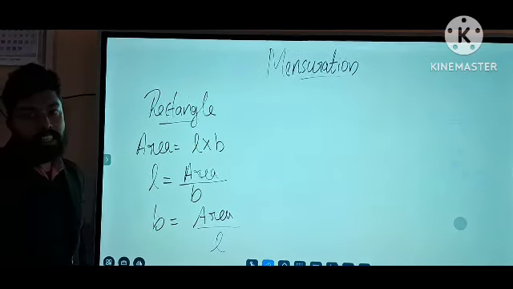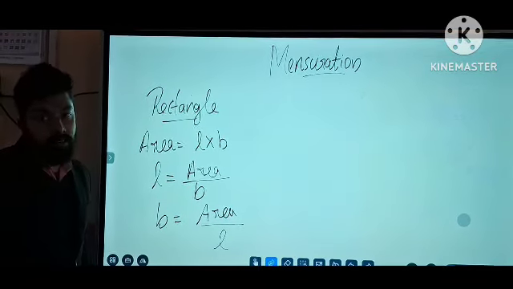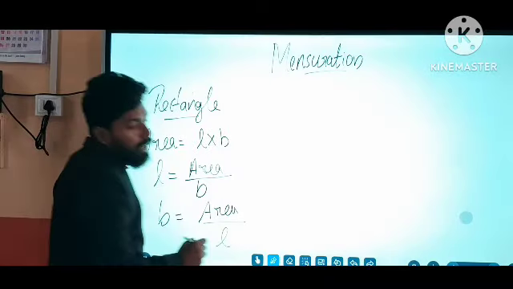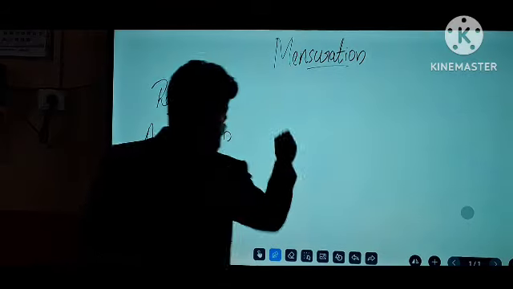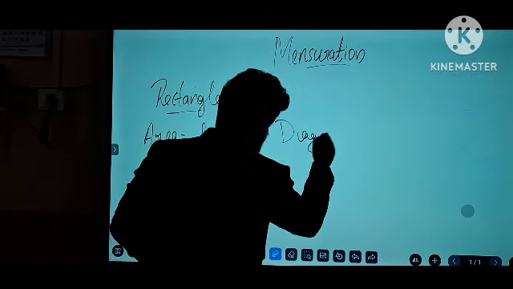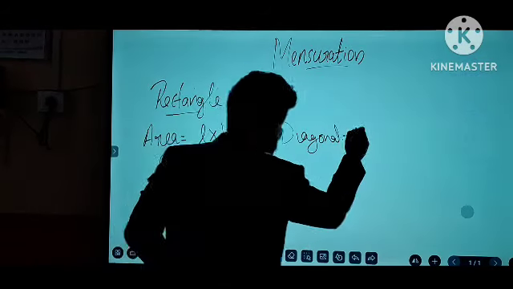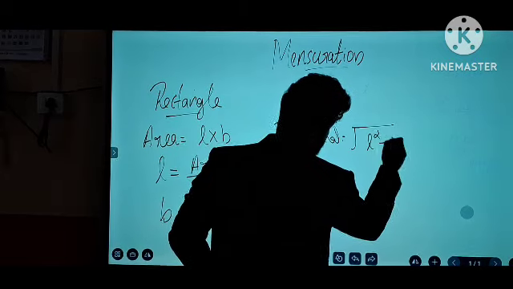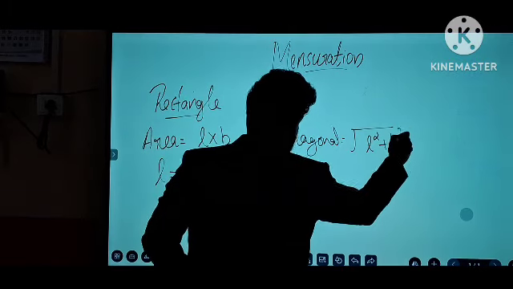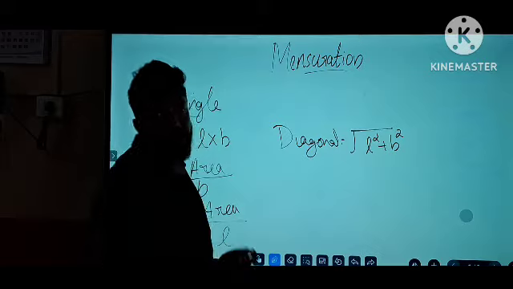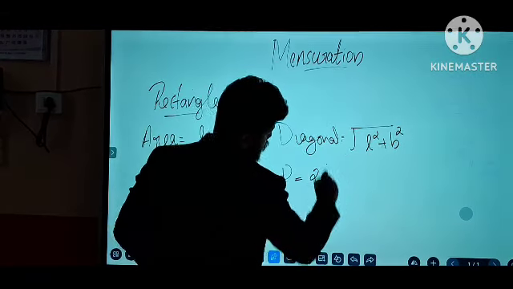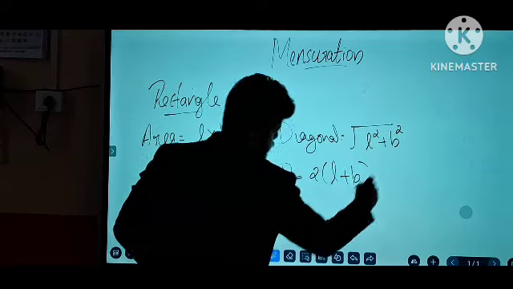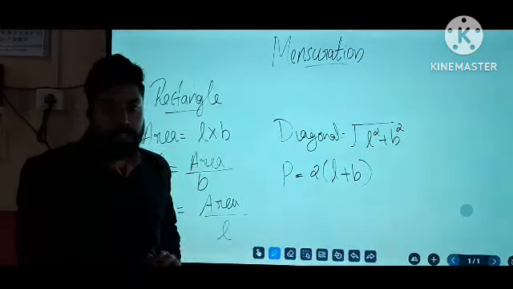Okay. Now we discuss the special case, that is the diagonal. There is an equation to find the length of the diagonal. What is the length of the diagonal? Diagonal is equal to root of L square plus B square. And what is the equation to find the perimeter? Perimeter is equal to 2 into L plus B. So are all the equations clear to everyone?